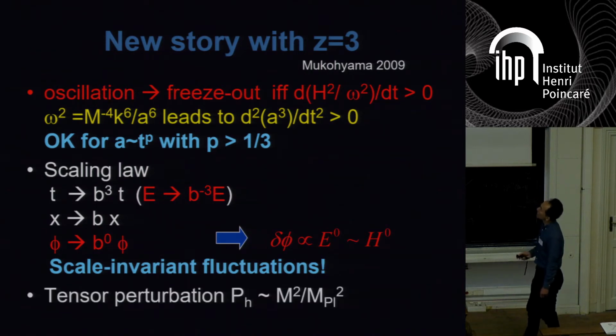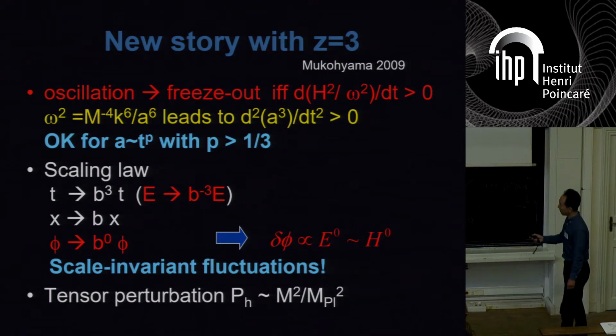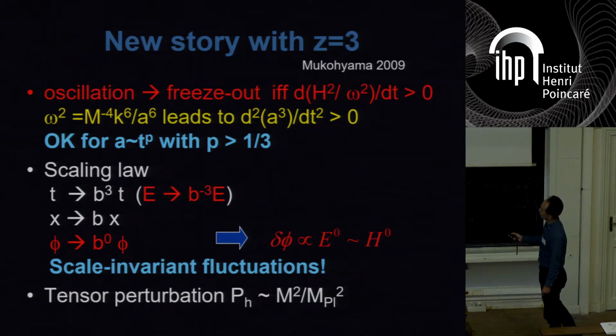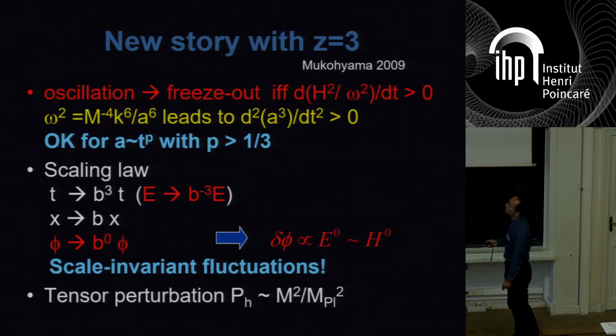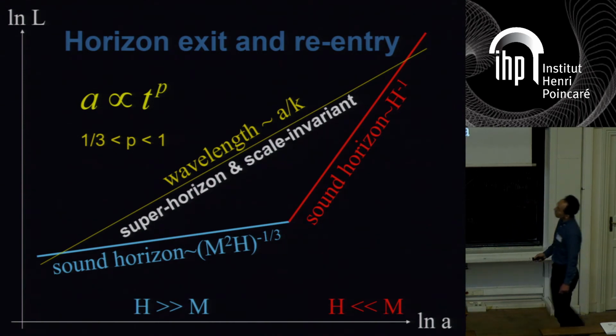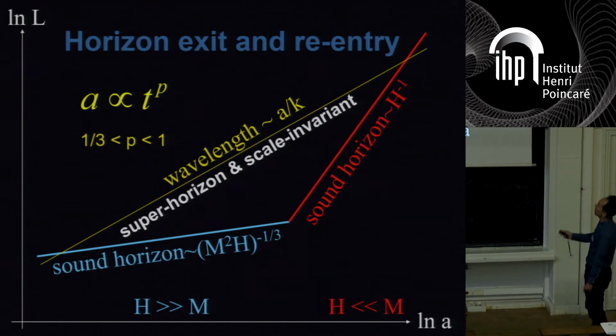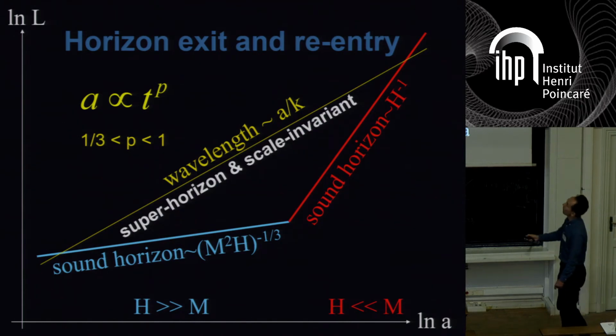Also, we can apply this idea to tensor perturbation, and the power spectrum of gravitational waves is like this, where m is given by this scale, the scale suppressing the k to 6, divided by the Planck scale. So this is what is going on. This is the size of the universe. This is the scale. The wavelengths of the mode just go like this.